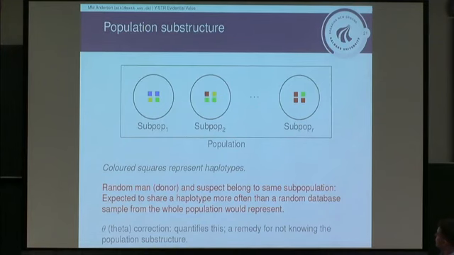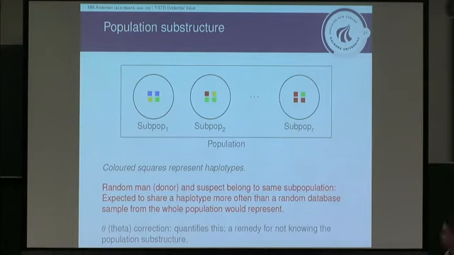Imagine that we have a population here that consists of different subpopulations, and the colored squares represent different haplotypes. If a random man, the donor, and the suspect belong to the same subpopulation, we would expect that they share a haplotype more often than had we had a sample from the population. Meaning that if both of these come from subpopulation 1, they have a higher chance of having a blue haplotype than if we thought they were just random individuals from the population without knowing the population substructure. That's the idea, and we want to be able to correct for this.